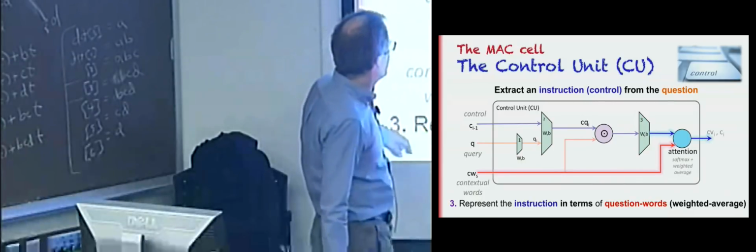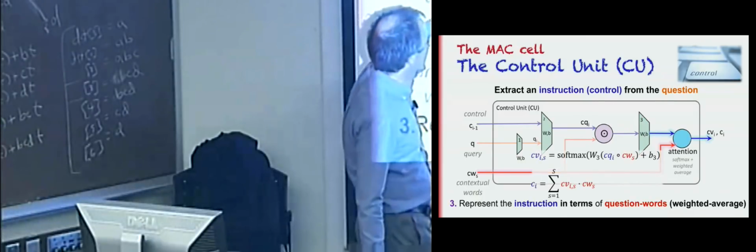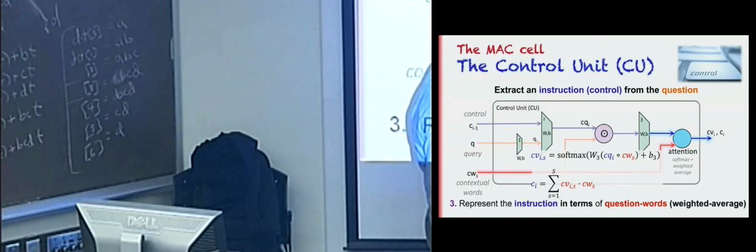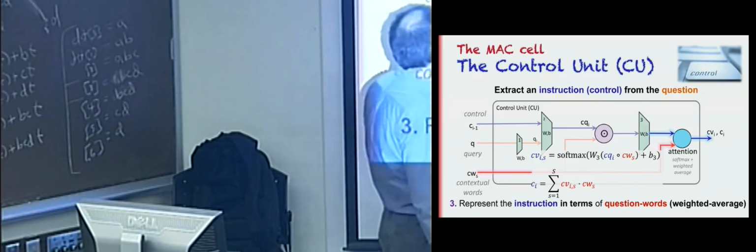Okay, what is this doing? I'll try and explain it better. So we have the query go through a neural network layer to get a time step specific version of the query. That then goes together with our current control state, and this goes through another neural network layer. The end result is to work out which parts of the question it seems like I should pay attention to.